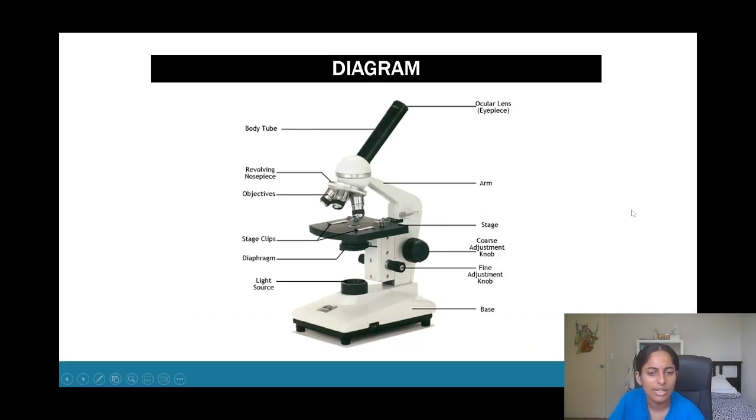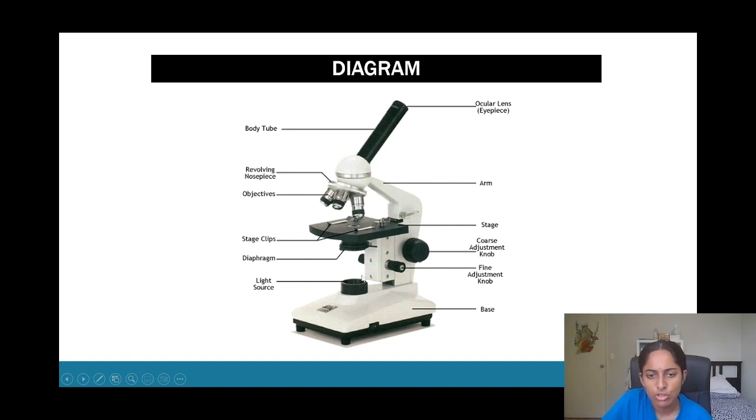If we go back to our diagram of microscopes, so that's your slide, and just use your stage clips to ensure that your slide is being held in place. Then you have the stage. The stage can be adjusted through the different knobs that you have. So you have your coarse adjustment knob and then your fine adjustment knob. Both of them help with adjustment. I forgot what the coarse adjustment knob is for, but I know that the fine adjustment knob helps with the clarity of the slide that you see under the eyepiece.